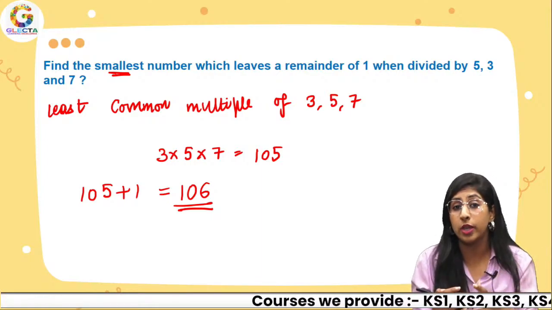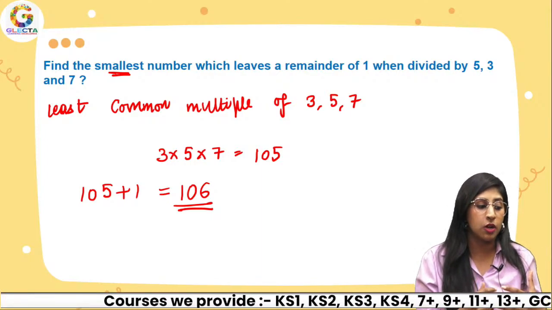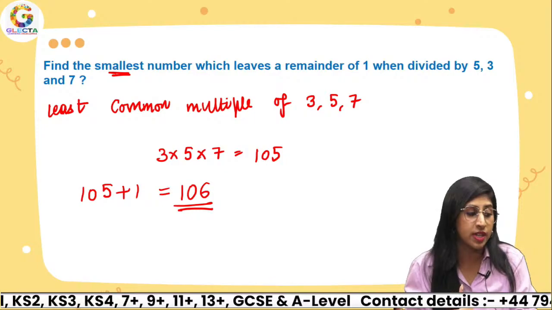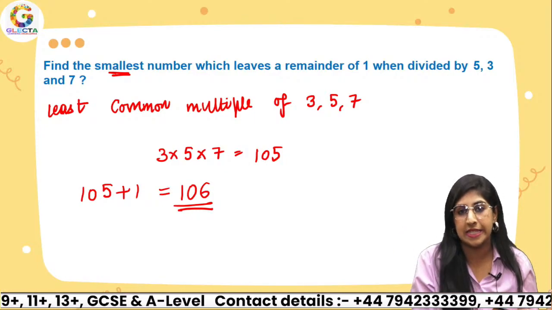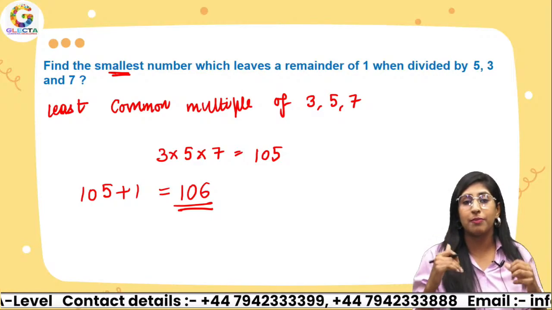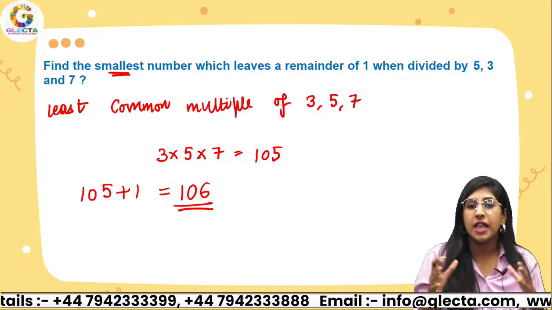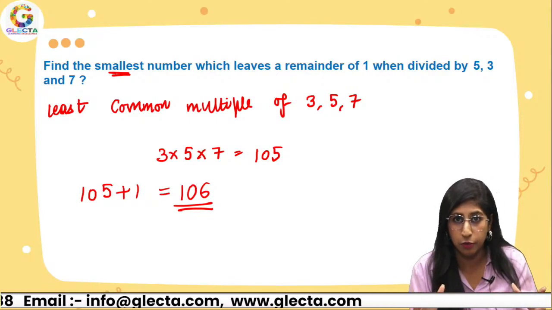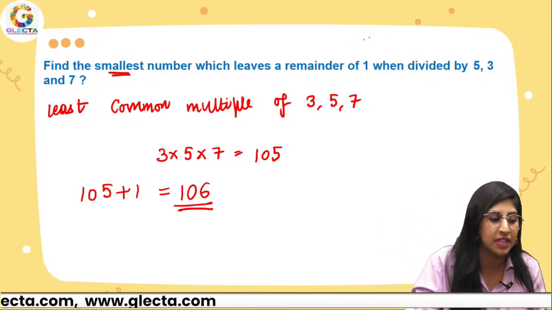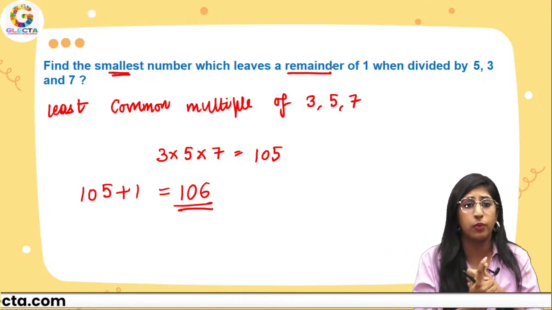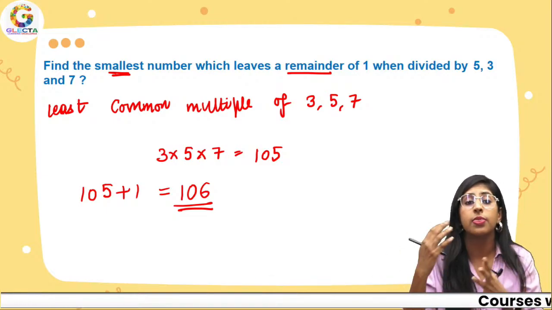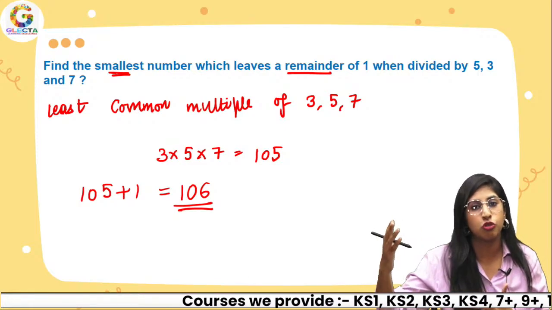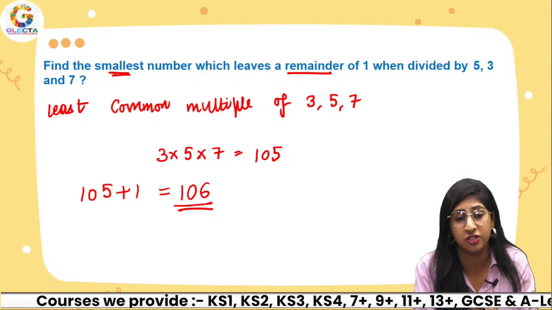If I give you the same question and I ask you what will be the smallest number which leaves a remainder 2 on dividing by 5, 3 and 7, you would just add 2 to the LCM. So a simple technique that you can remember in this type of question is that you have to find out the least common multiple that is going to divide all the numbers, and then add whatever the remainder is given to you. Like over here we had 1, so 106. If we had 2, then 107. If we had remainder 3, then 108 of course, and so on, right? I hope this first question is clear to you.